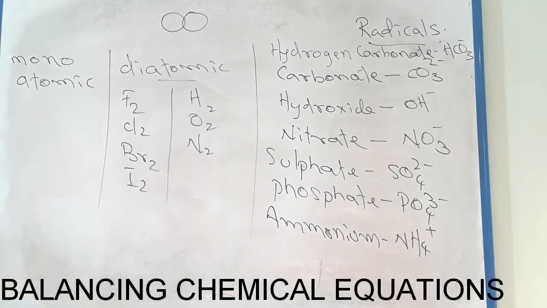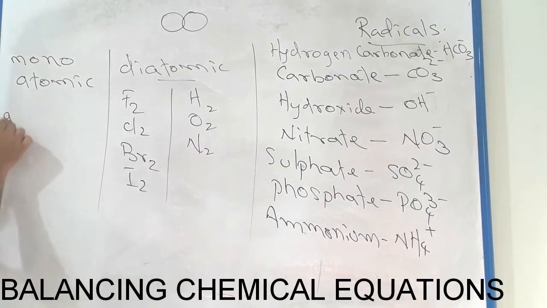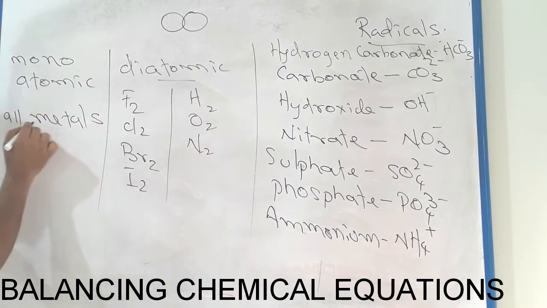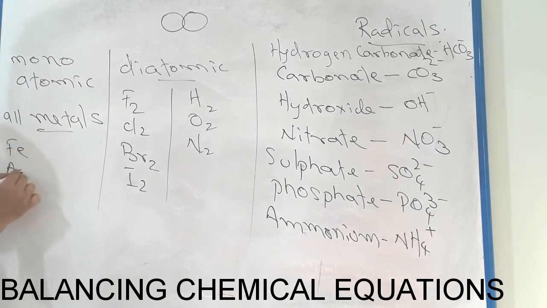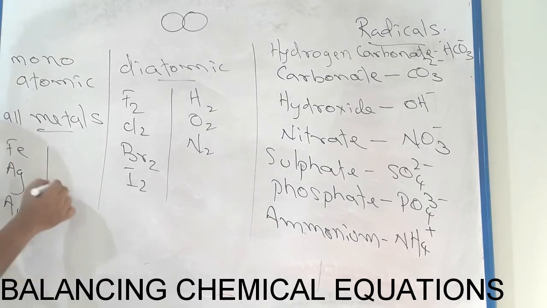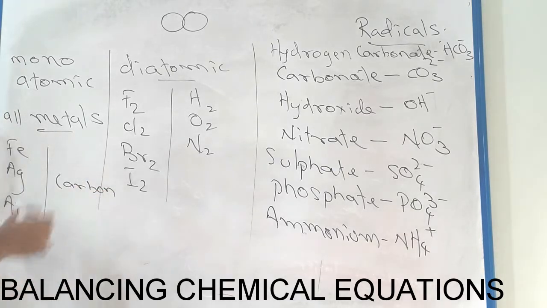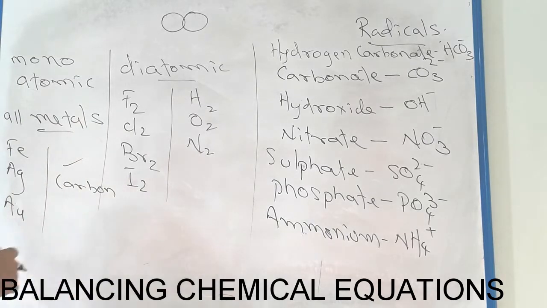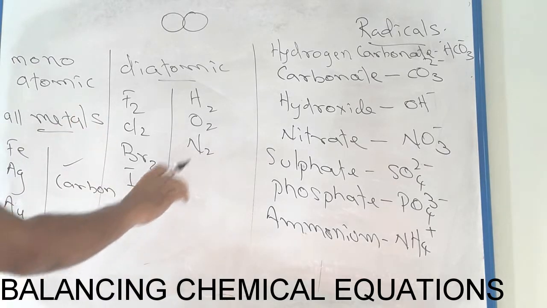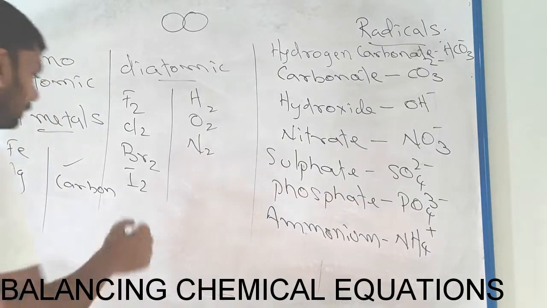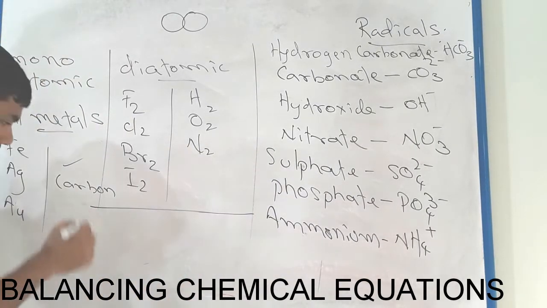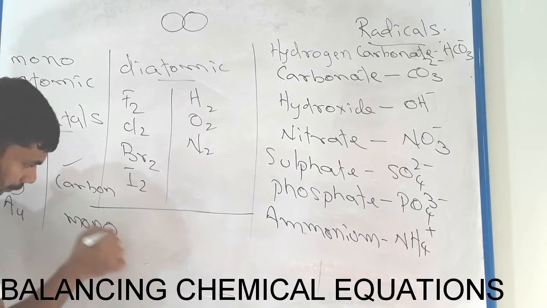Clear? Next one, monoatomic elements. Monoatomic elements mean they exist in single atomic form. All metals are monoatomic. For example, iron, silver, gold, platinum. Okay, these are monoatomic elements. Also carbon, it is a non-metal. Carbon is a non-metal, also included in monoatomic elements, diatomic elements, radicals.